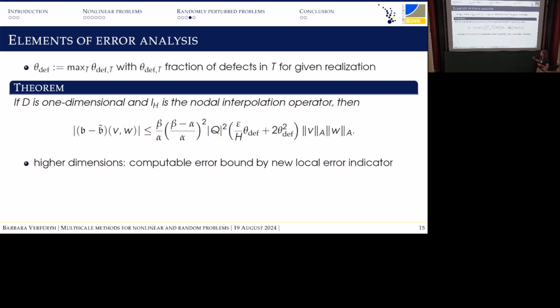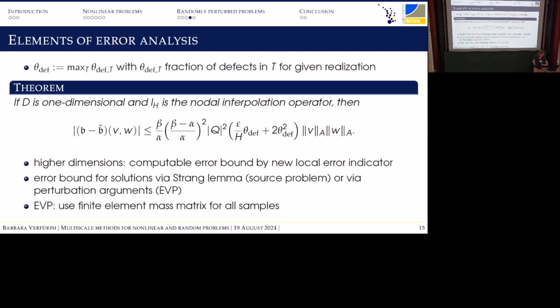And in higher dimensions, we still have a result, but it's not as explicit as it is in this box here. That's why it's not on the slide. In fact, we have an error bound that we can compute together with our offline-online strategy, in a kind of a posteriori manner, using an error indicator type thing. So we have a computable upper bound that we can use to evaluate.